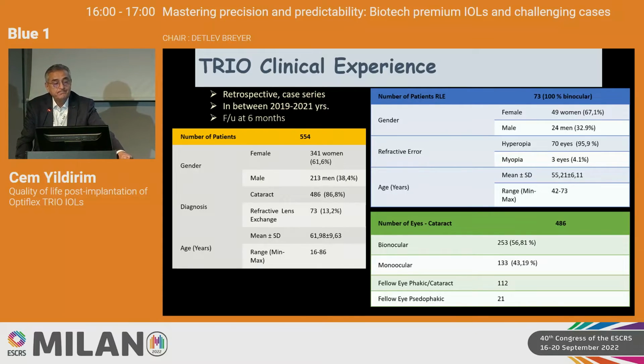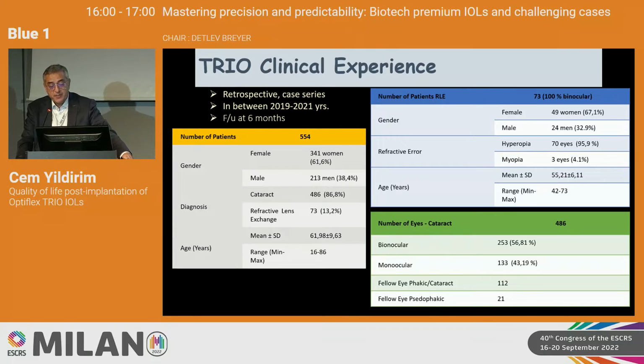This is a retrospective case series consisting of about 500 patients, 554 patients. We could divide these patients into 2 groups, the cataract and the refractive lens exchange groups. When we look at the refractive lens exchange group of 73 patients, compared to the literature, most of them were female, the refractive error was mostly hyperopia, and the age range was between 42 and 73.